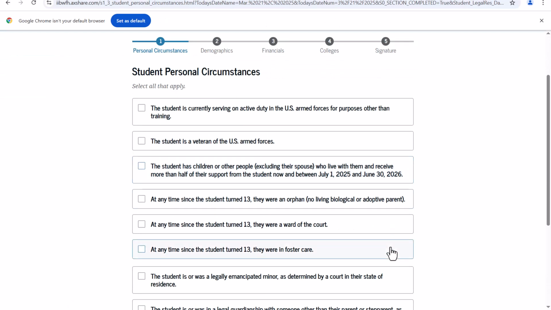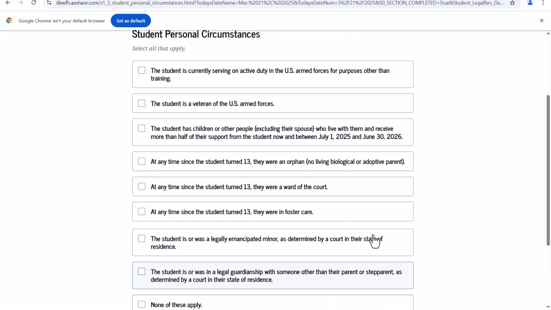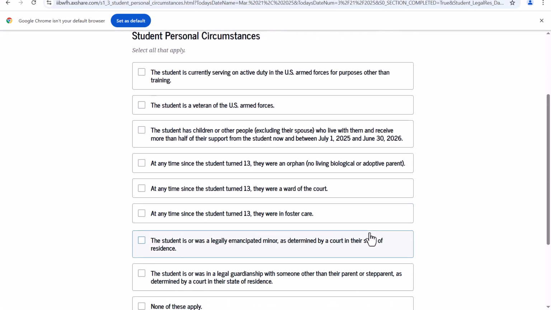From there, we are going to enter into a student's personal circumstance questions. So this list of questions is going to determine whether or not a student is seen as independent on the FAFSA or dependent on the FAFSA. If a student answers yes to any of these questions listed, they will be seen as independent on the form. And so they will only use their financial information. They will not need their parents, just themselves.